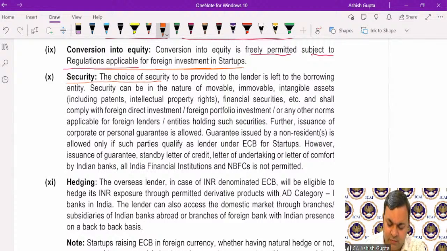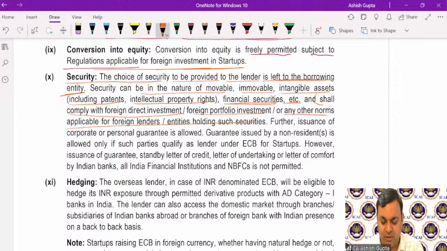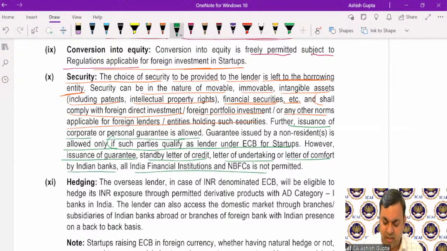Security. The choice of security to be provided to the lender is left to the borrowing entity. Security can be in the nature of movable, immovable, tangible assets, including patents, intangible IPR, financial security, etc., and shall comply with the FDI, FPI, and any other norms applicable to foreign lenders and entities holding such security. Further, issuance of corporate and personal guarantee is allowed. A guarantee issued by a non-resident is allowed only if such party qualifies as a lender under the ECB for startups. However, issuance of guarantee, standby letter of credit, letter of undertaking, or letter of comfort by Indian banks and all Indian financial institutions and NBFCs is not permitted. That is already restricted.